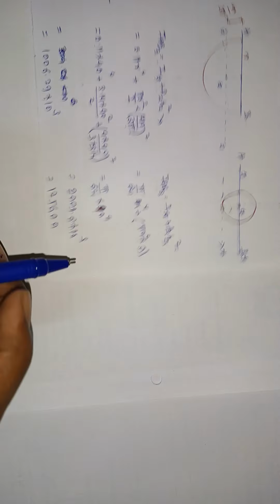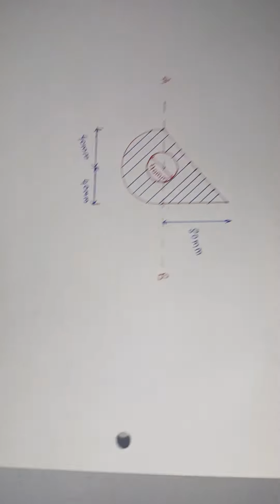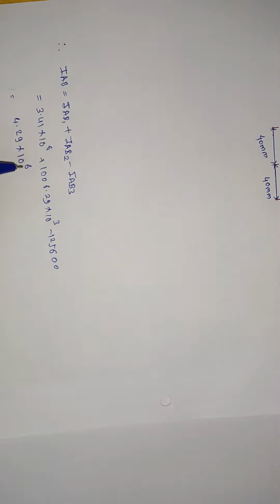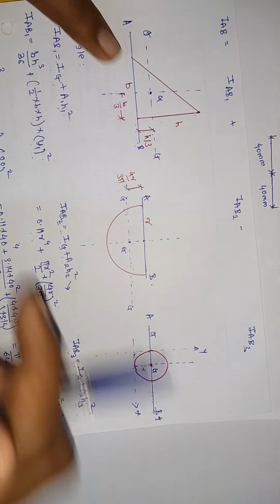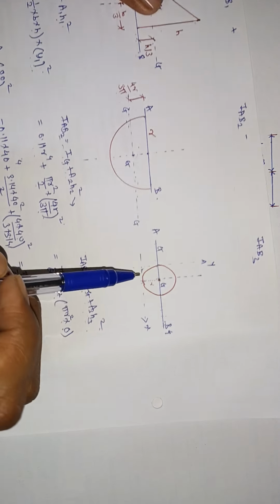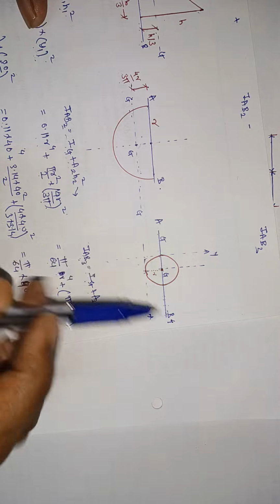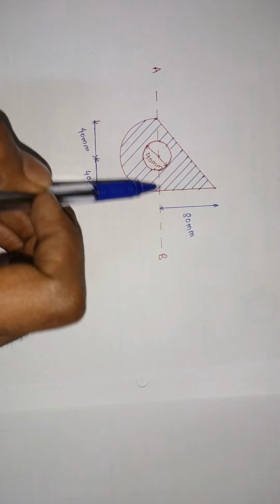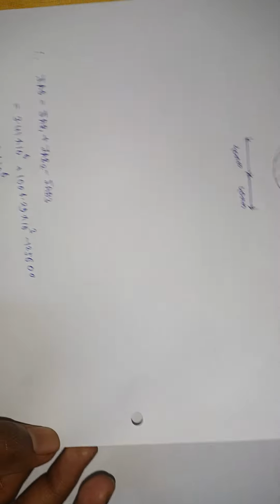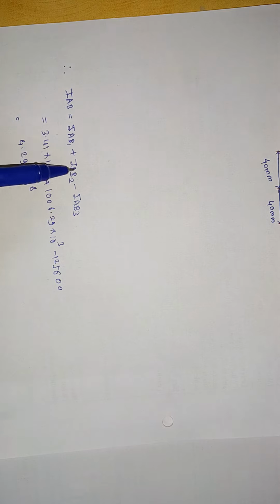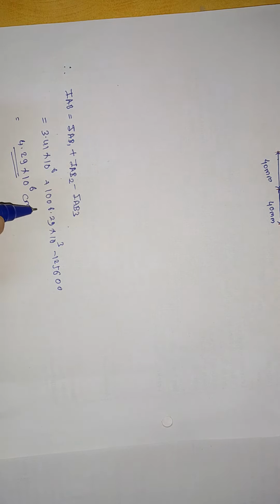Now the moment of inertia IAB will be equal to IAB1 plus IAB2 minus IAB3. We have to add these two moments of inertia and subtract this moment of inertia, because this is the hollow part: adding this part and then subtracting this particular part. Just put in the values of IAB1, IAB2 and IAB3, and you will get the moment of inertia of this composite figure.